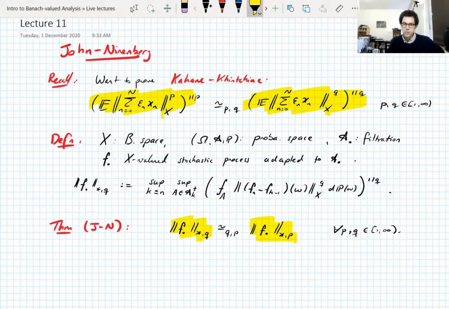Before I get into the proof, does anybody have any concerns or questions about these definitions? Does anybody want me to slow down and repeat some stuff? Is anybody too confused? Everyone's okay. Good.